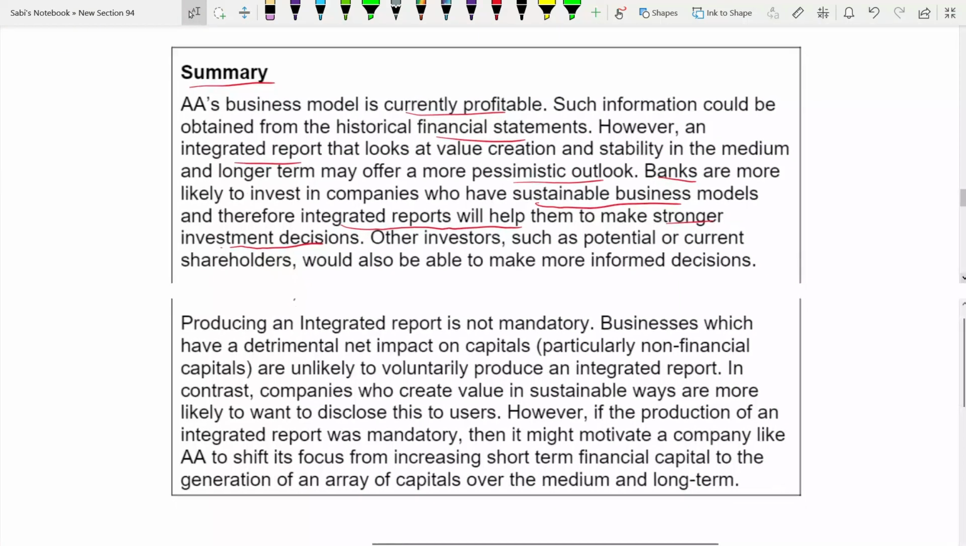Okay. But understand, this is not mandatory. Integrated reporting is not mandatory. It is something voluntary. If you want, you do it. Okay. So businesses which have a detrimental net impact on the capitals, that means those who have a negative impact on the capitals, are unlikely to produce this report. Why would they show something if it's negative, right? If it's positive, yes, definitely they will do it.